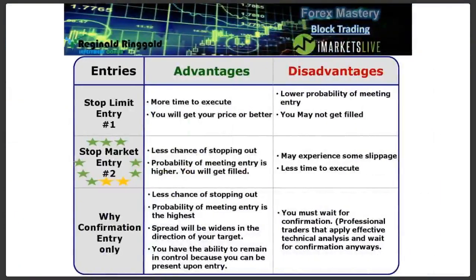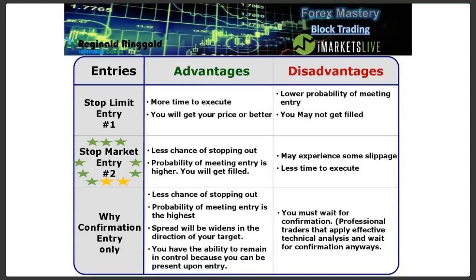Okay, so the number 1 entry would be a stop limit entry. The advantage is it gives you more time to execute and you will get the price you want or a better price. The disadvantage is there's a lower probability of meeting entry as you may not get filled at all.